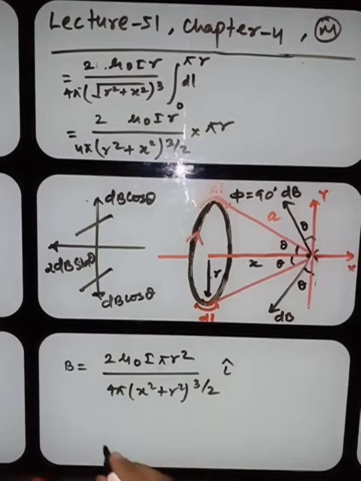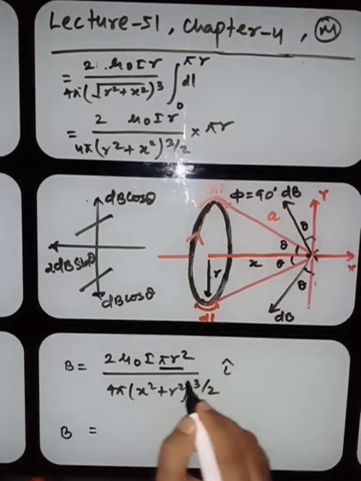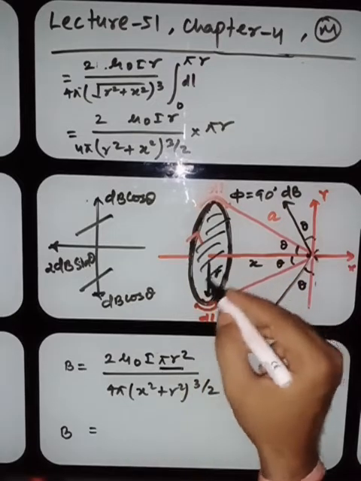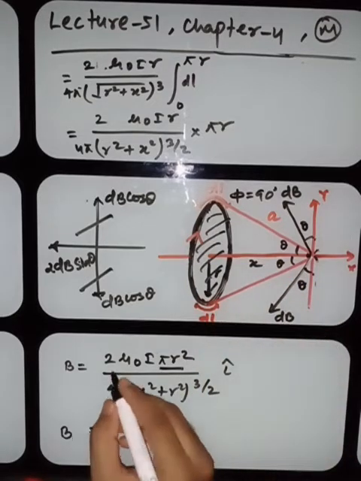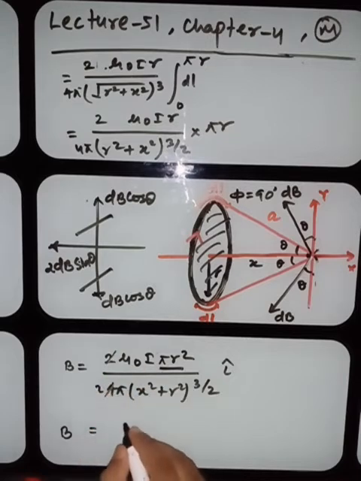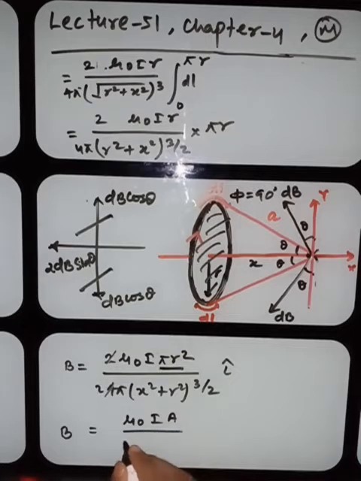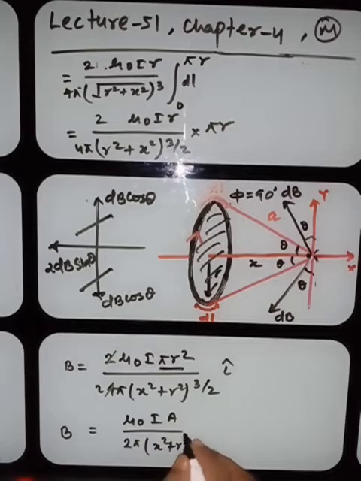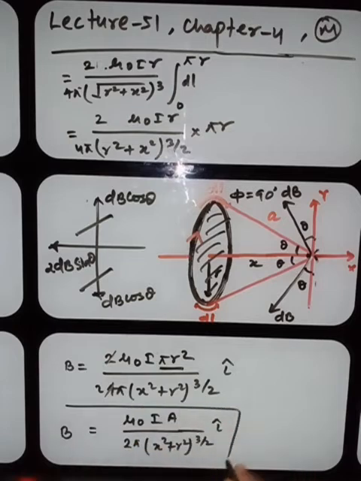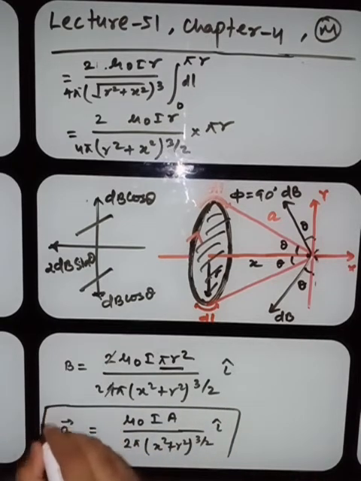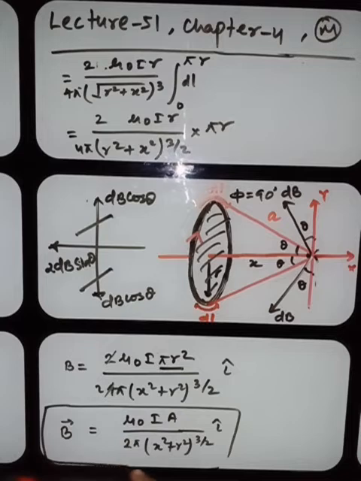After cancellation you will get this pi r square, which is nothing but the face area of the conductor. So you can write, and 2 will be cancelled out, mu naught I a by 2 pi, x square plus r square to the power 3 by 2, I cap. This is the magnetic field, my dear students.